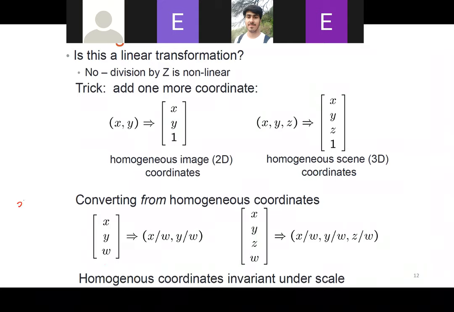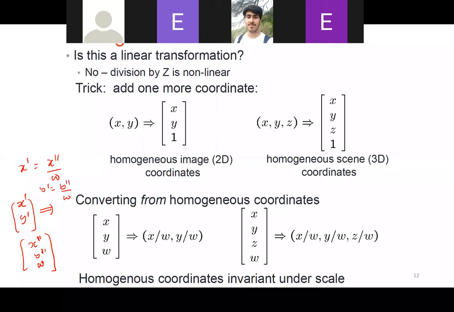So instead of writing it as X, Y, you write them as X dash, Y dash, and let's say W, Rx double dash if you want me to write it. So this is the transformation that you will be doing, where now your X dash would be equivalent to X double dash by W, Y dash is equivalent to Y double dash by W. So this transformation you do at the end, not in the beginning.